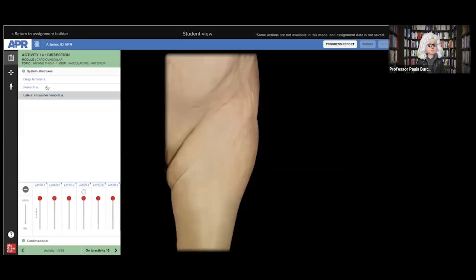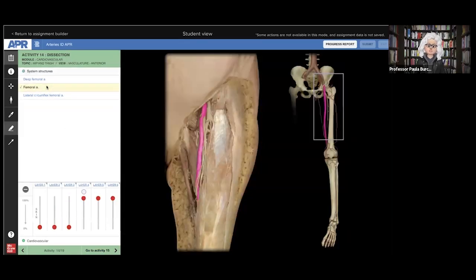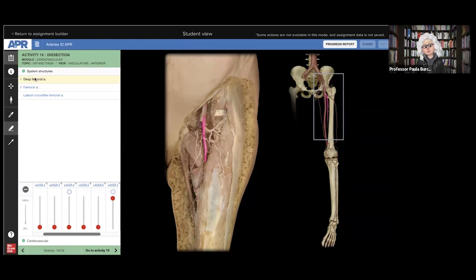Now we're going to look at the thigh. Once the external iliac artery goes through the pelvic girdle and is in the thigh, we're now going to call it the femoral artery. Remember, the femur is the bone in your thigh, so it's the femoral artery. And there's a branch that's going to come off of it. You can see it right here. And it's going to go deep, and so that's going to be the deep femoral artery.